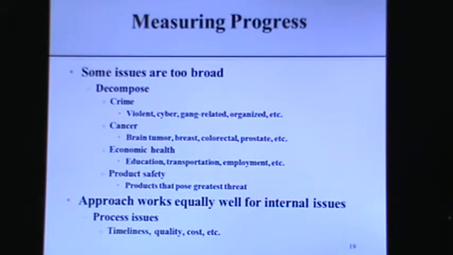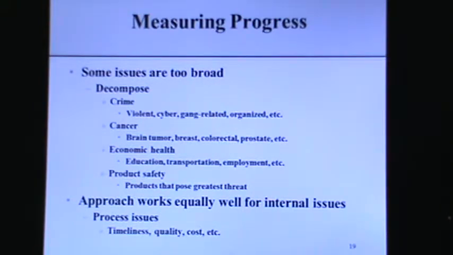Measuring progress, some issues are really broad, so you have to decompose them. I've spent a lot of years decomposing different kinds. Crime, you have to decompose it into what type of crime: violent crime, cyber crime, gang-related crime, child kidnapping crime, organized crime. What are we talking about here? Same with cancer. There's 175 types of cancer, and so which cancers do we want to focus on? What are our highest priorities? Which have the highest mortality rates, and which need the greatest level of research?